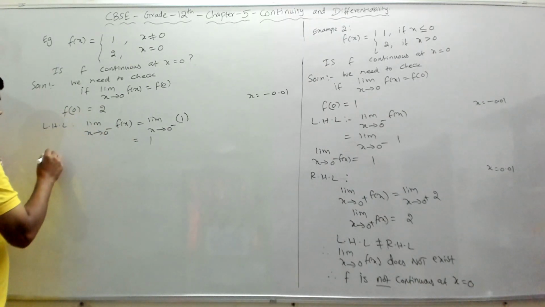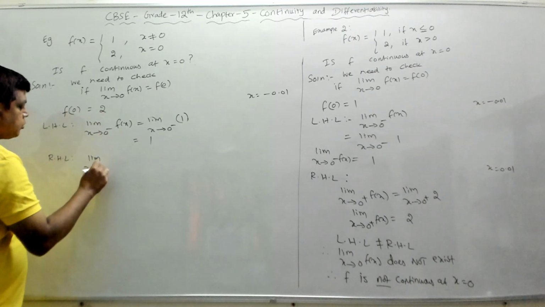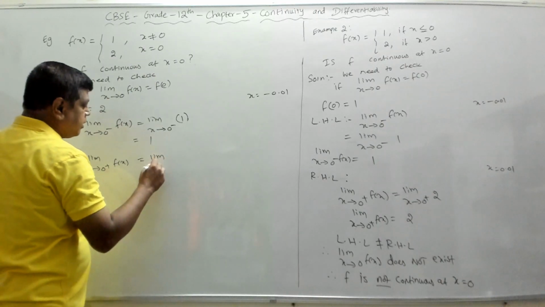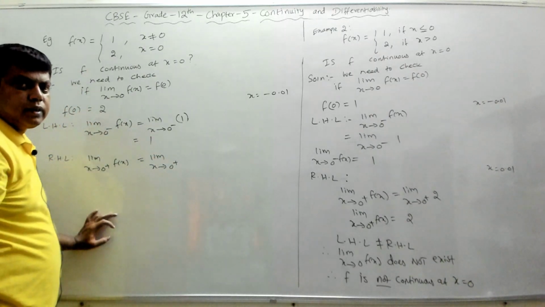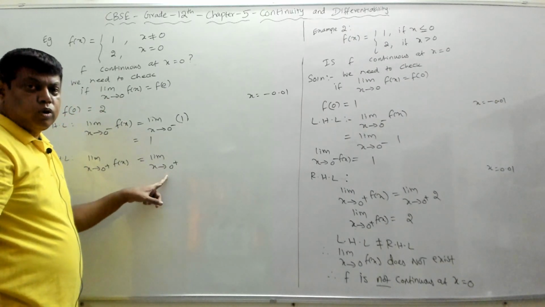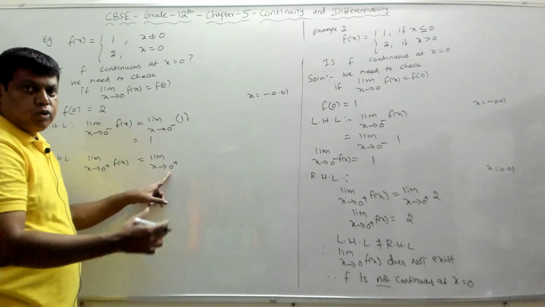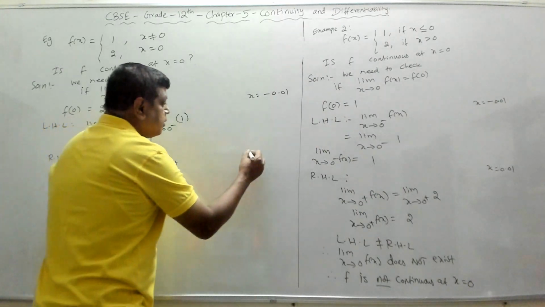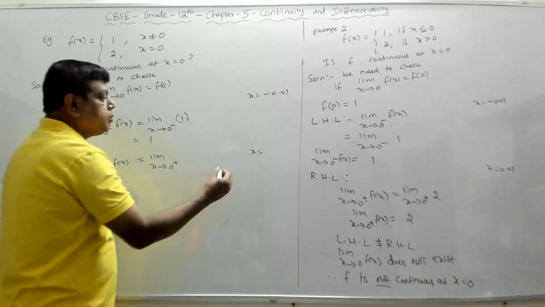Now let's find our RHL, the right hand limit. Right hand limit is limit x goes to 0 plus f of x. Right hand limit means 0 plus, left hand limit means 0 minus. Limit x goes to 0 plus, f of x means x is approaching 0 through values greater than 0, which means through values on the right side of 0. So we have to choose an x which is very close to 0 but greater than 0. That will be 0.01.